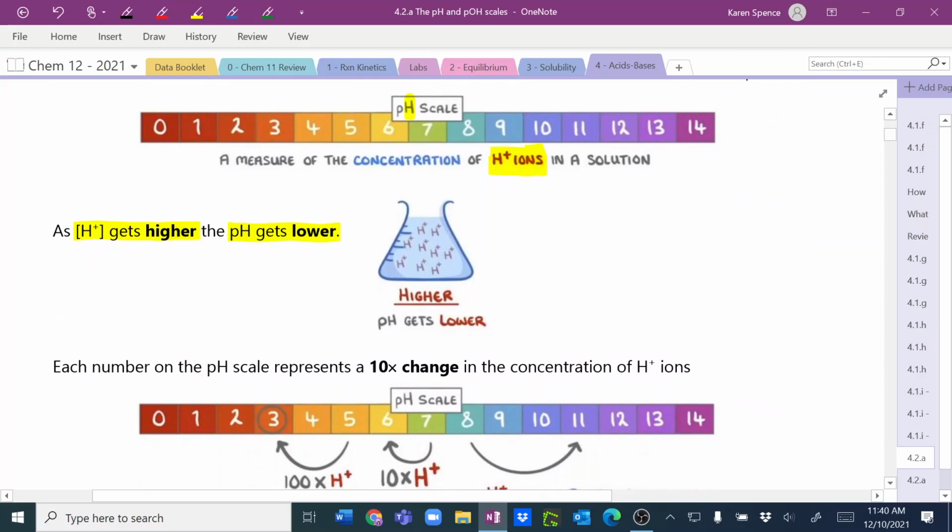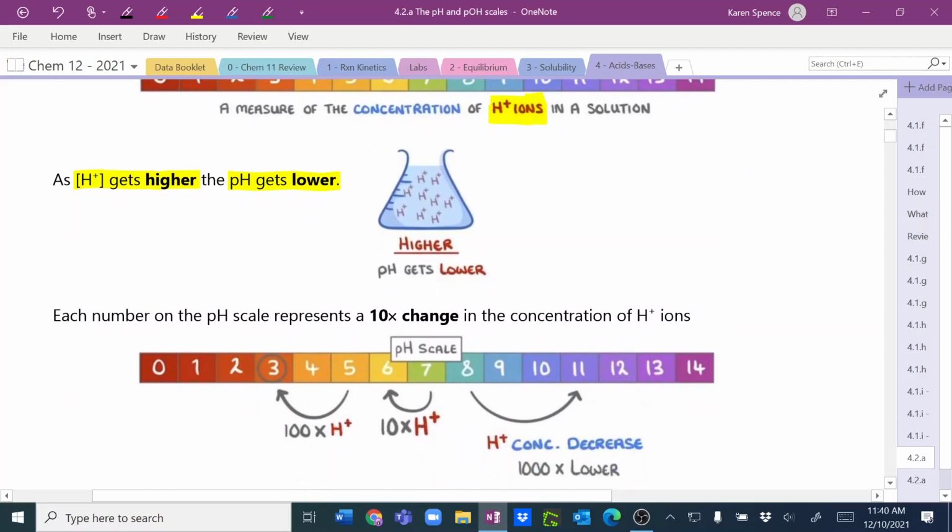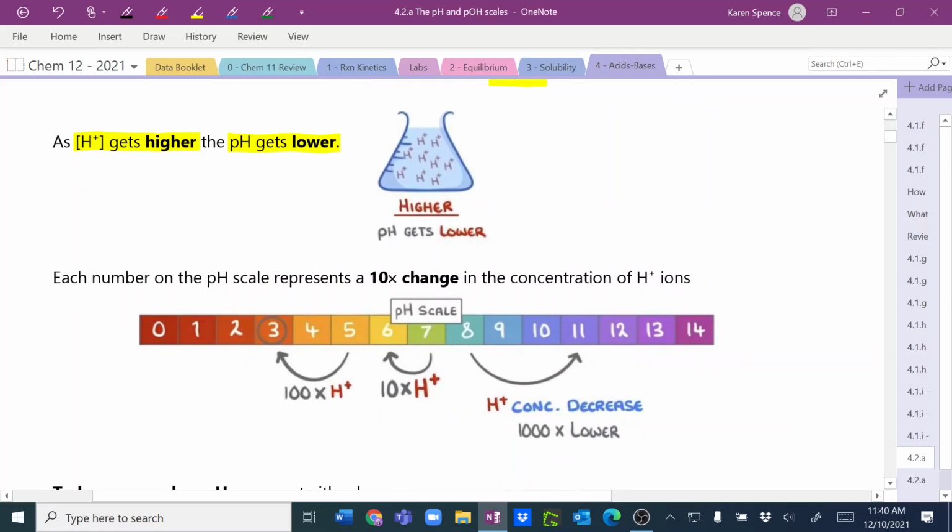Something else that's a little bit weird about pH is that each number on the pH scale represents a 10 times change in the concentration of hydrogen ions. So if you go from pH 7 to pH 6, you have increased the concentration of H plus 10 times. If, on the other hand, you've gone from 5 to 3, you've increased the concentration of H plus 100 times, because it would be 10, and then 10 squared is 100. Yeah, 10 times 10.